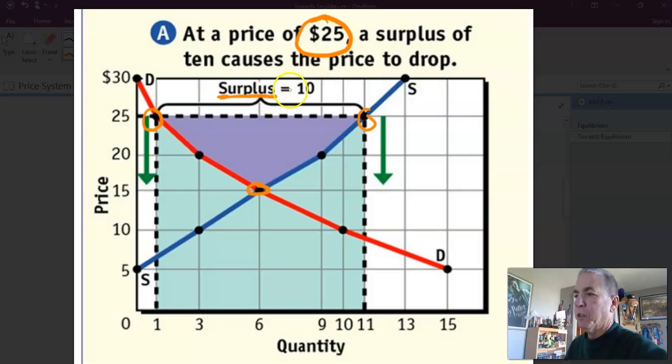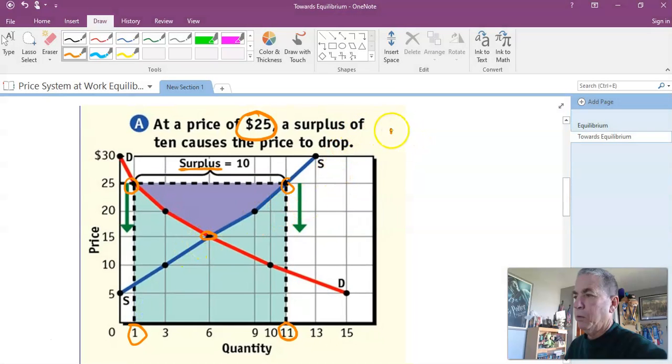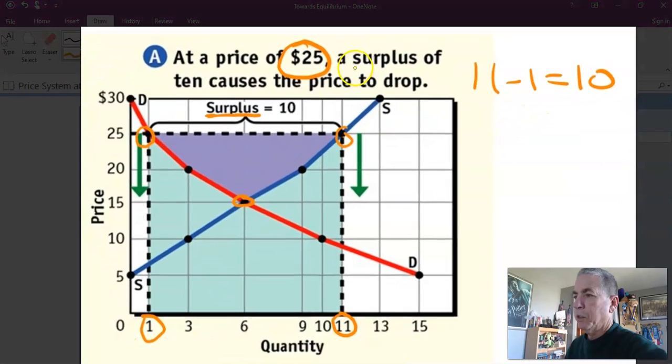Now, how do we know that the surplus is equal to 10? Well, if we come out here to the supply curve and drop down to the horizontal axis, you can see we have a supply of 11, but the demand is only 1. And so 11 minus 1 equals 10. So it's a surplus of 10.